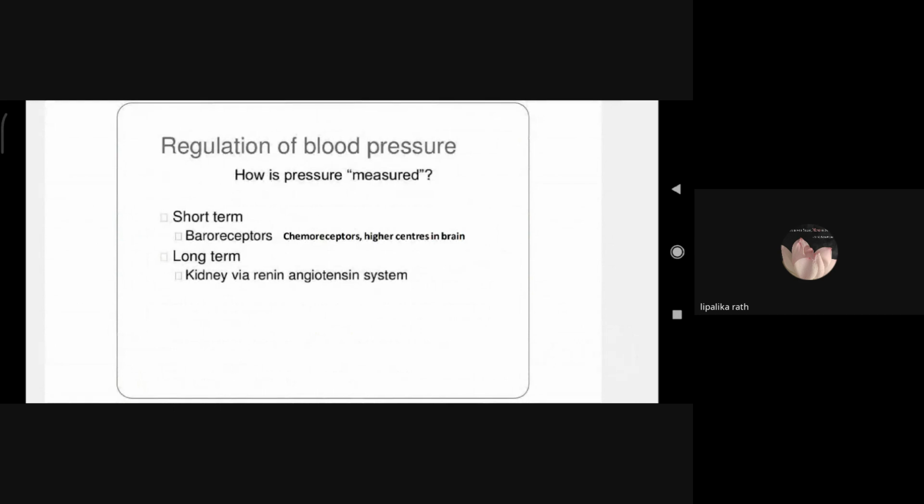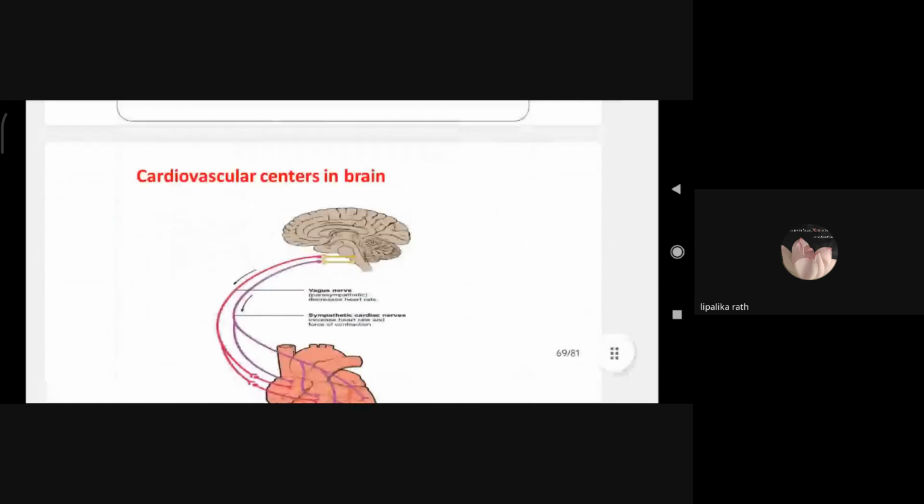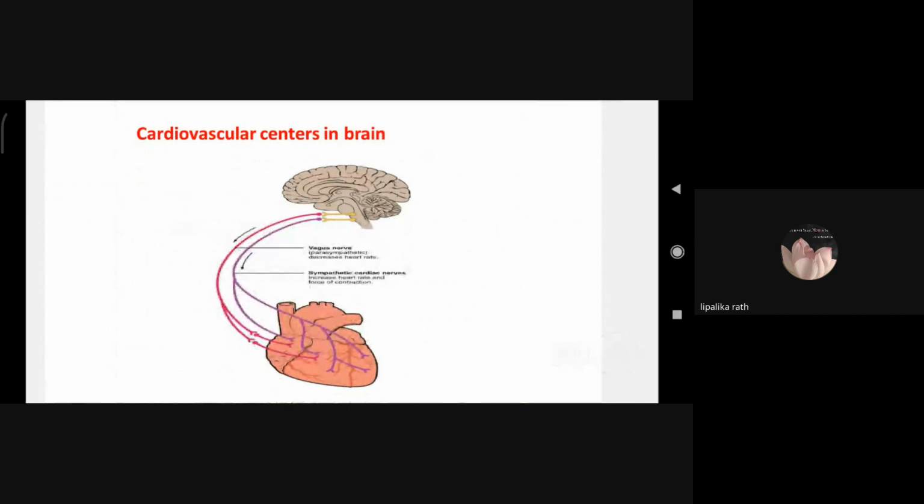These are not much important. Yeah. Cardiovascular centers in brain.